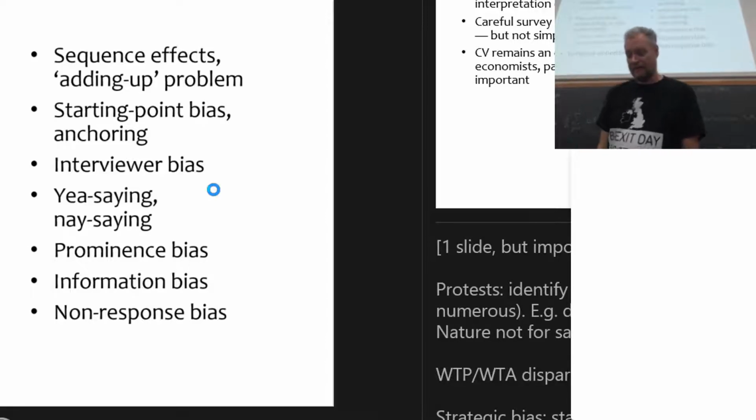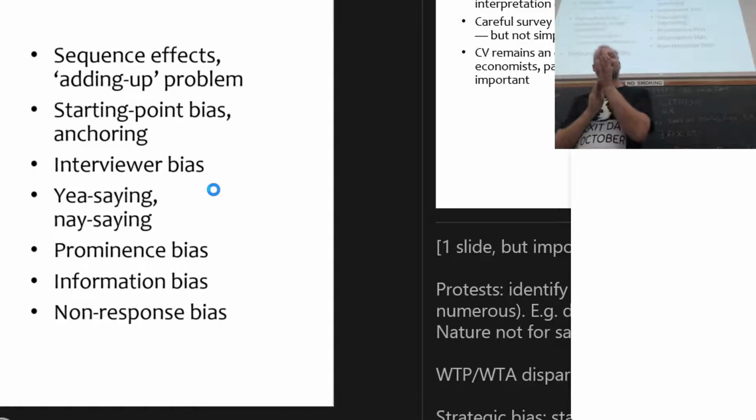There are biases that have to do with the interviewer. There are just people who always say yes, right? So if you present them with a question, they always say yes, whatever you suggest to them. There's also people who always say no. So that is an issue, but you can also have real problems with the interviewer.